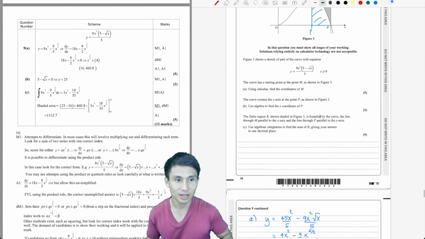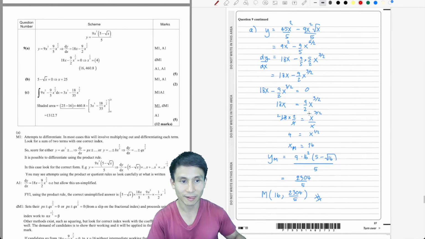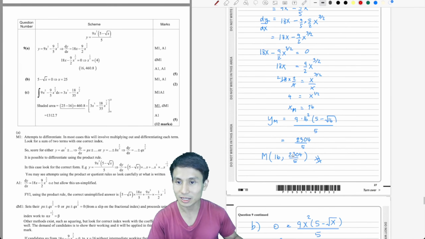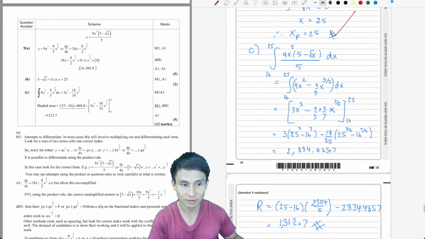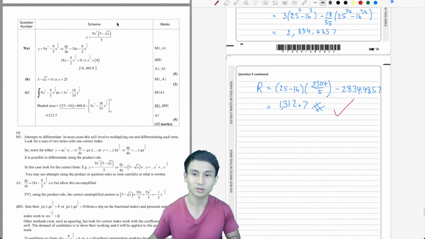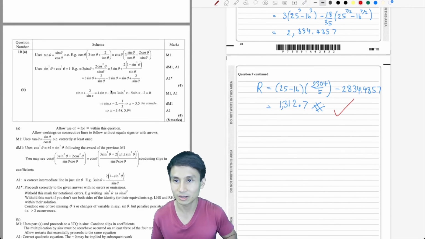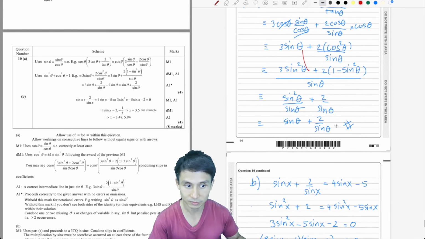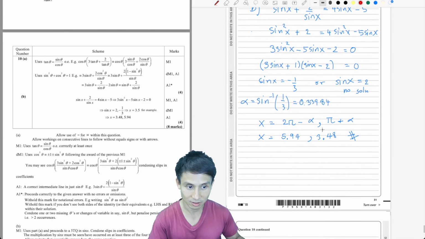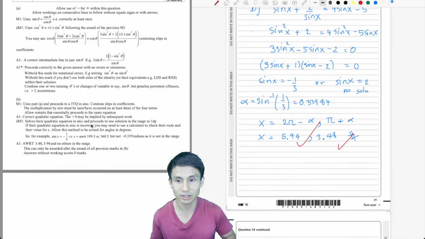And then number 9, so it's the area here. So it's 16. Yeah, I think that's fine. It's the fraction for that one. And then for B, x is 25. Yeah, so that's all fine for number 9. Number 10. This is proven, yeah. 3.48, 5.94. So yeah, that's fine.